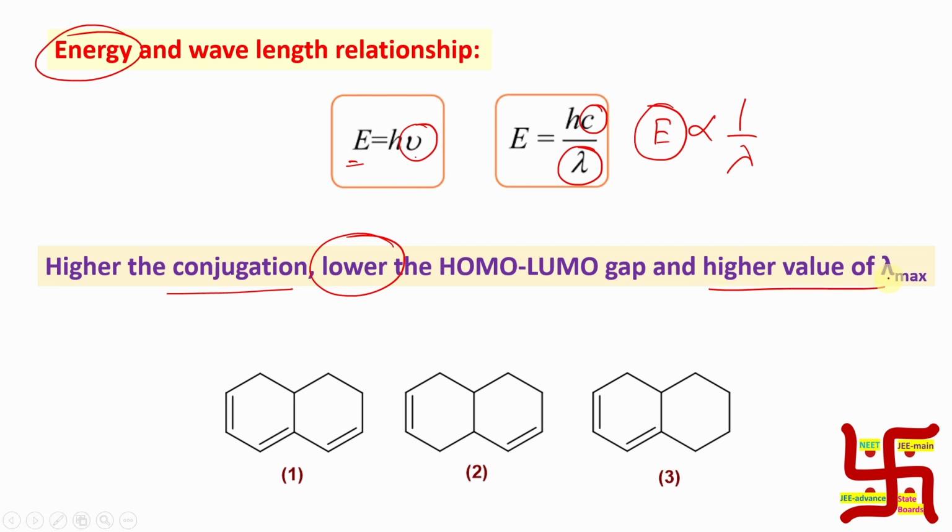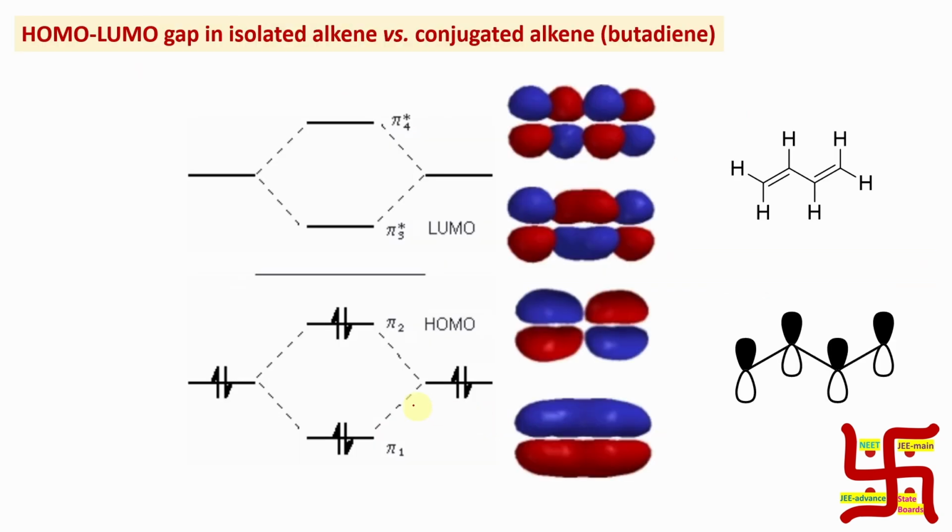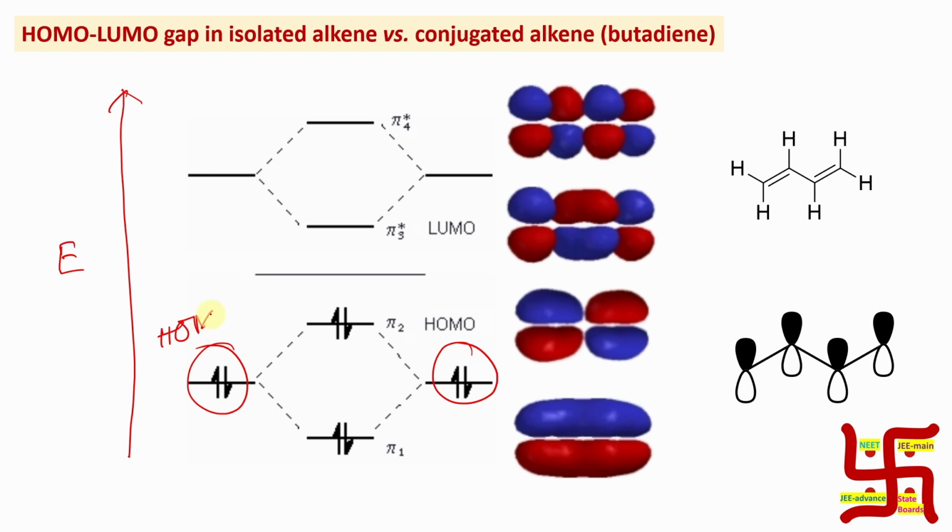That was our question. Now there will be a question how energy is related to this. For that purpose, look here. This is butadiene, a conjugated alkene, and if you want to understand its property, let's plot it against energy. These two double bonds or pi bonds are HOMO of isolated alkene. HOMO means highest occupied molecular orbital, and this empty one is called LUMO, lowest unoccupied molecular orbital.